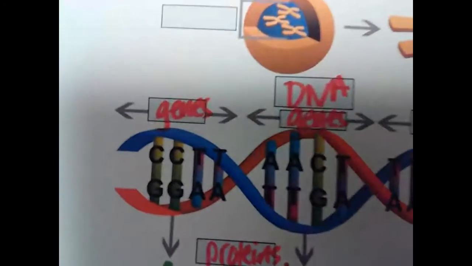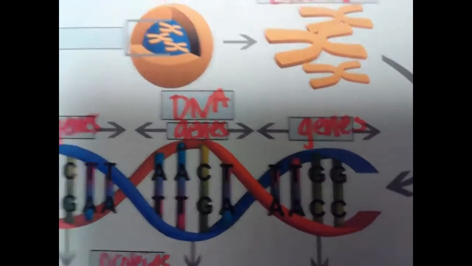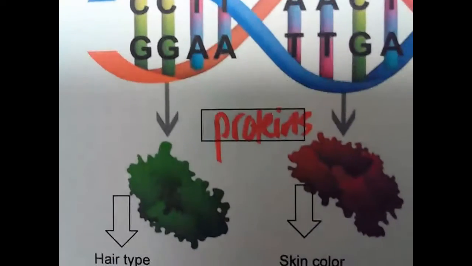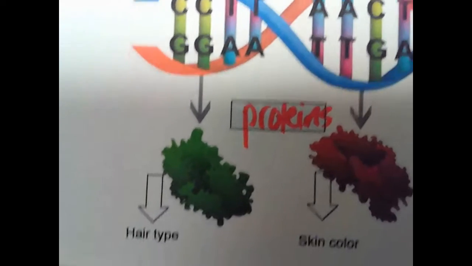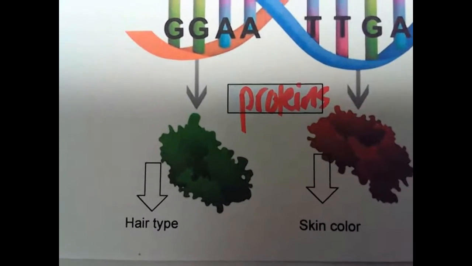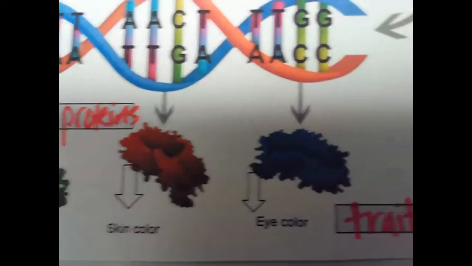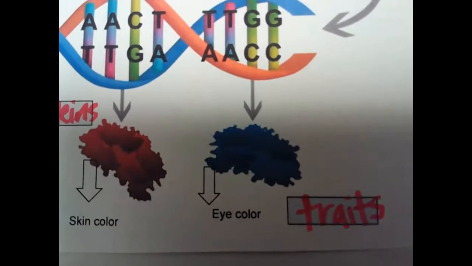So let's take a closer look. Here's our DNA double helix. As you can see, there's different sections to it that we call our genes. Each gene is going to give us information for a particular protein. Those proteins are going to give us our traits. So for example, here is a protein for hair type, here's a protein for skin color, and here's a protein for eye color. Now those are all of our traits.